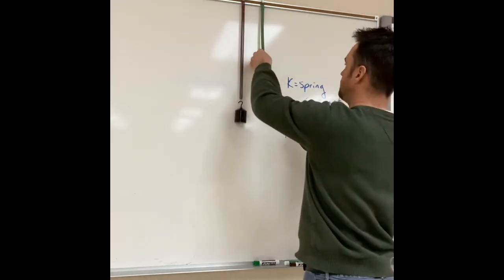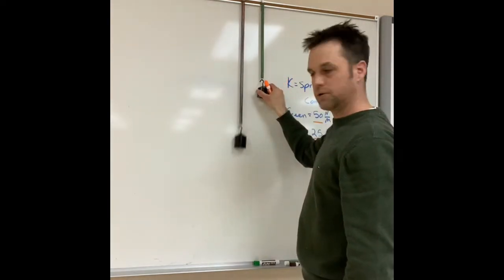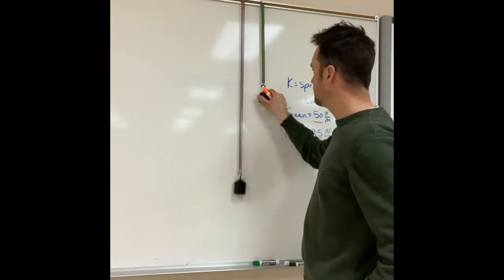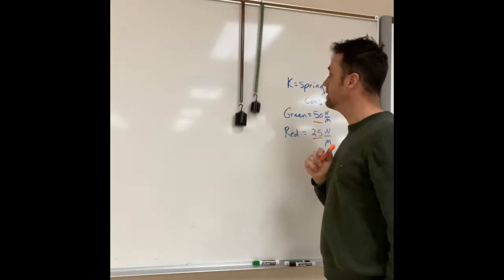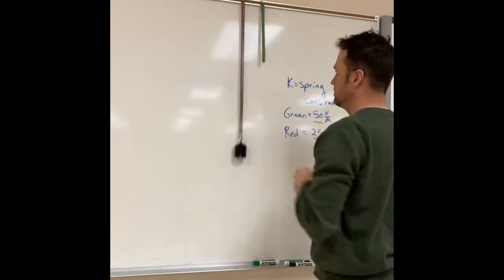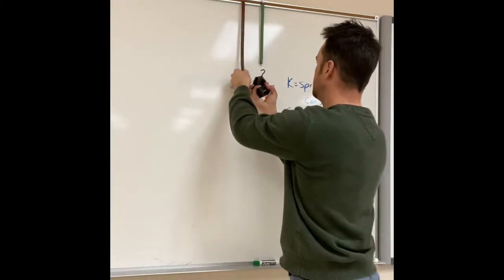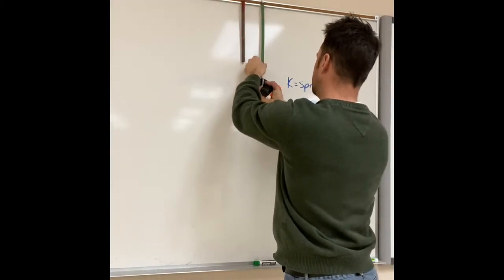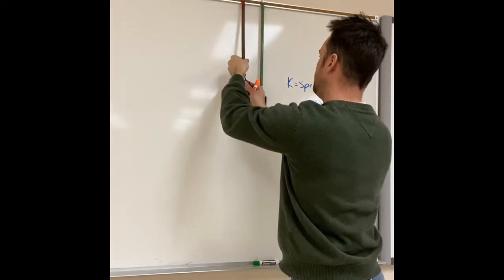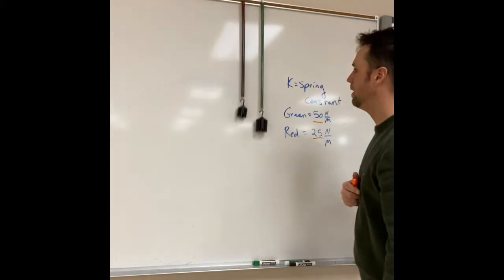Now, the green spring, I'm going to put a smaller weight, only 500 grams, a half a kilogram. And you can see that that has a much lower period and a much higher frequency. The green spring is a stiffer spring. So they might be close if I switch them around. So now I have the heavy weight on the stiff spring, and I have the light weight on the not as stiff spring.